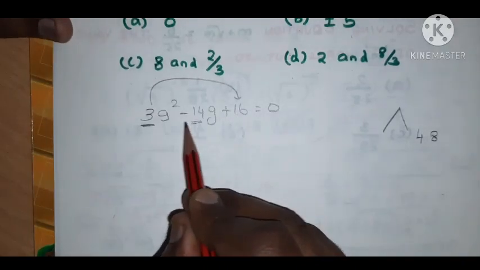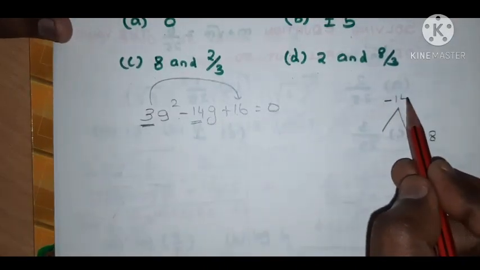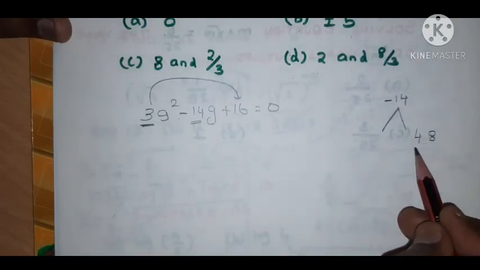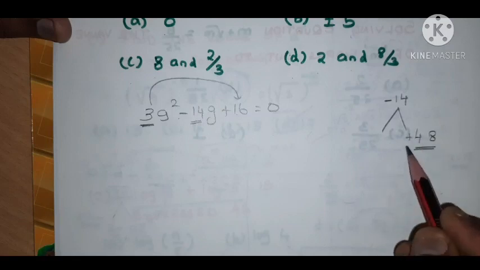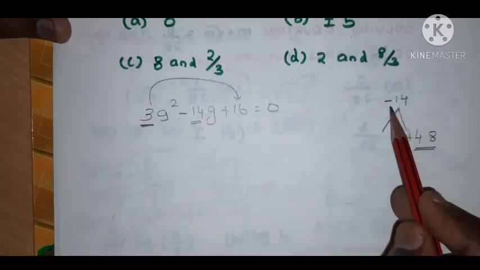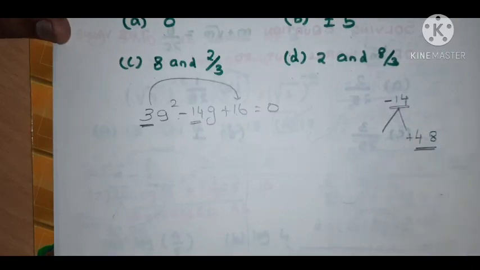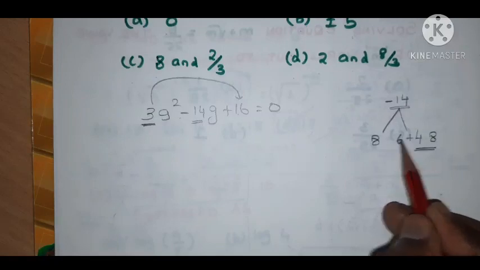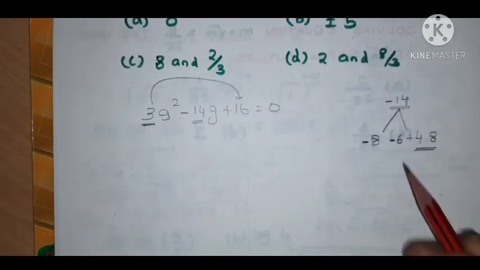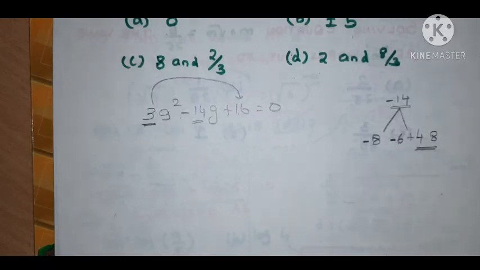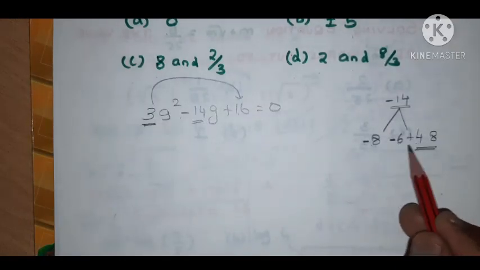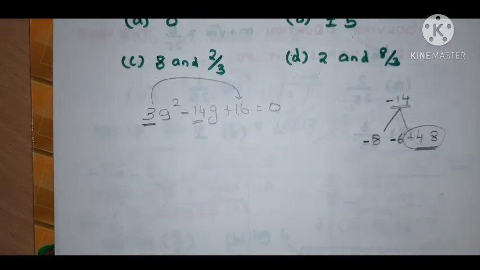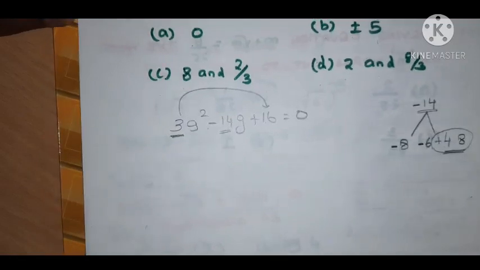Now look at the x term, it is minus 14, so I'm taking minus 14. Now when I multiply the two numbers, I have to get 48, and if I add those two numbers, then I should get minus 14. Just think of what the numbers will be. Yes, of course, minus 8 and minus 6. 8 sixes are 48. Minus 8 into minus 6 is plus 48, and minus 8 plus minus 6 is minus 14. We got the values, so easily we can solve this.